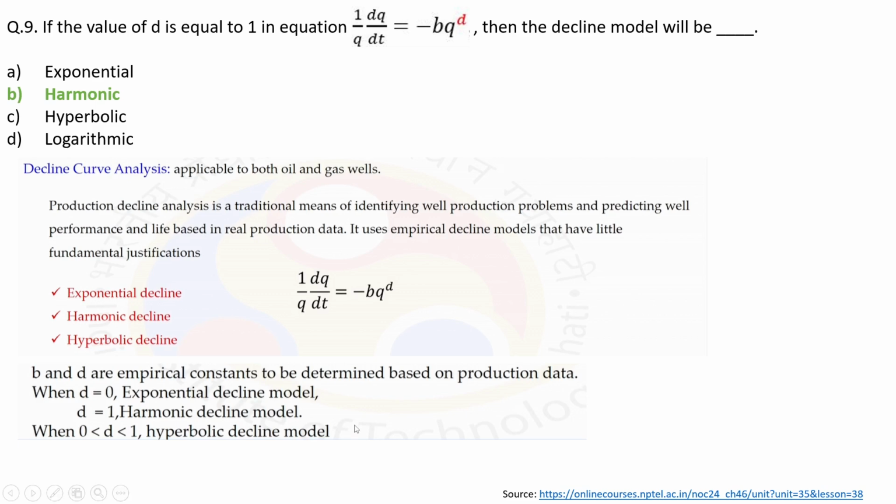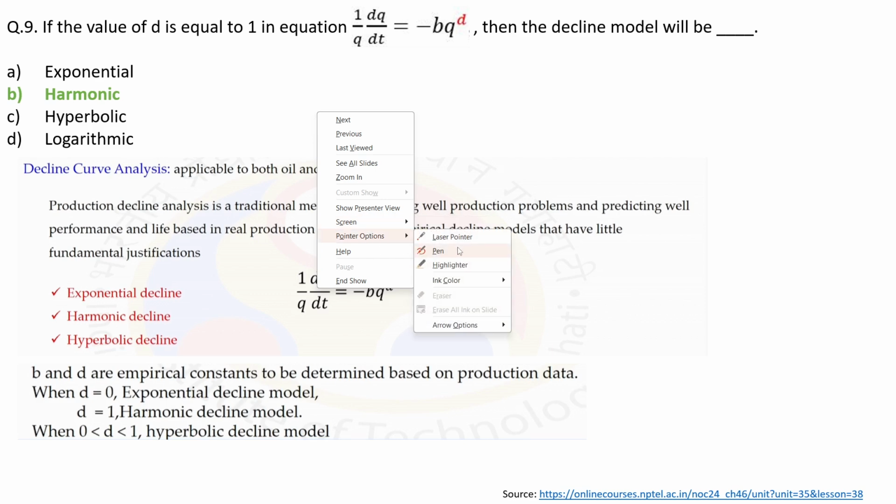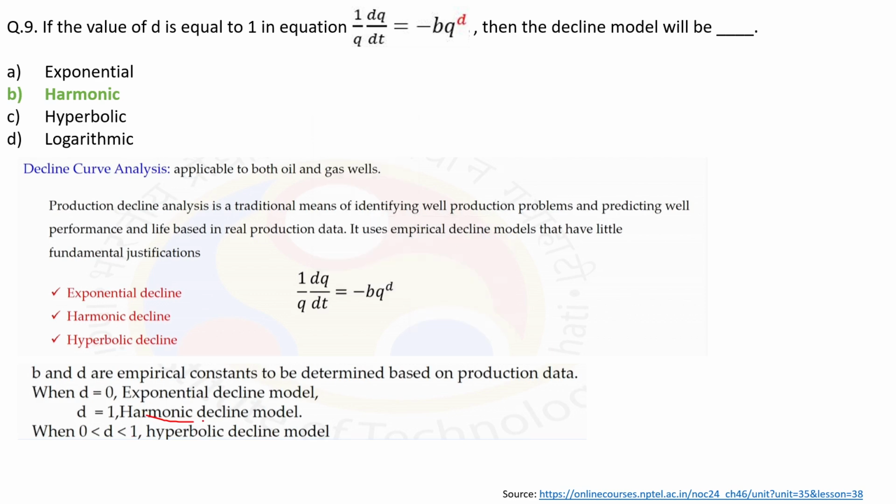So from this definition, we can say that when D is equal to 1, it will be a harmonic decline model. So option B is the correct answer.